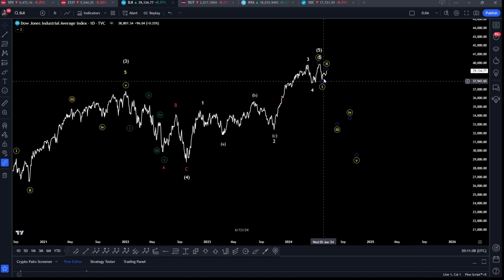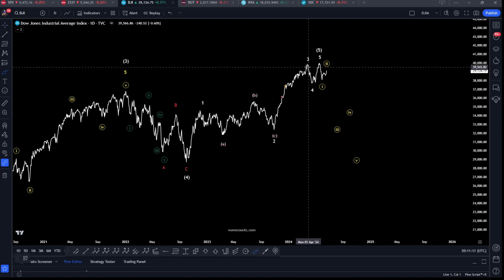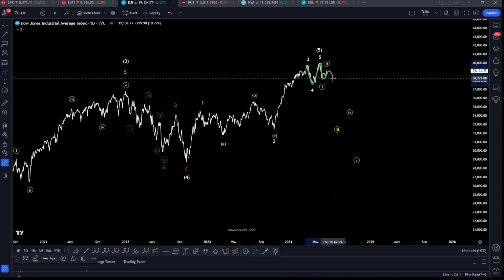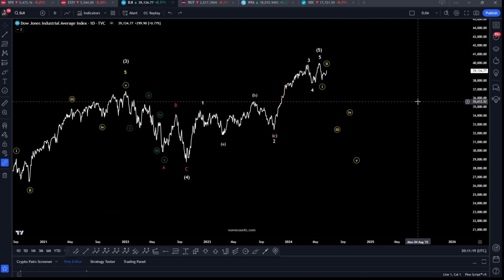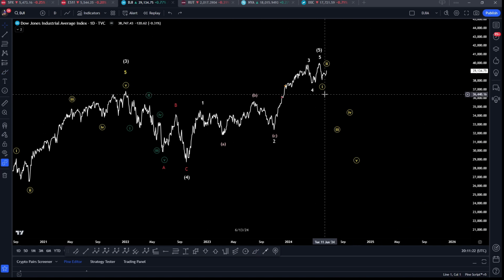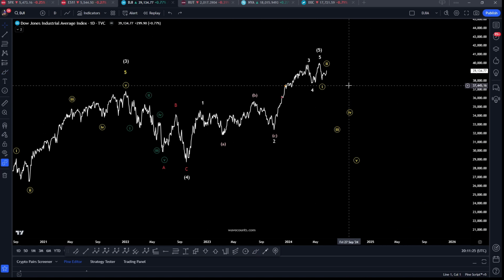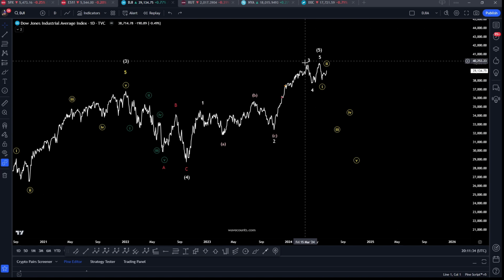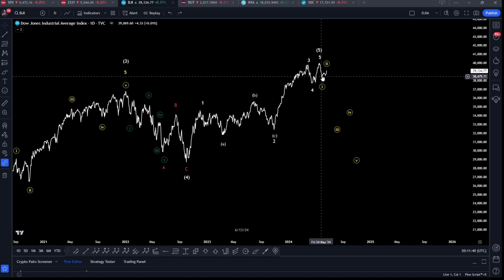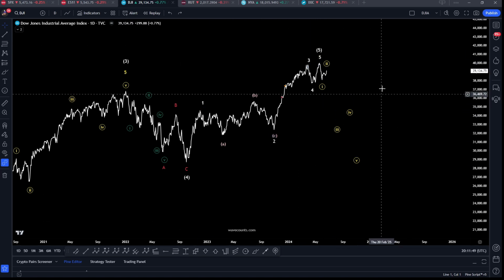There is potential for a triangle here. This being A, B, C, D, E, and getting one more high. While that is a legal possibility, we have to take into account that that would not be alternation. We have a 3-wave flat, and if you have a triangle, a running triangle specifically, now if this were a contracting triangle, a normal contracting triangle, then we can make the case for alternation. But since this would have to be a running triangle, you would erase alternation.